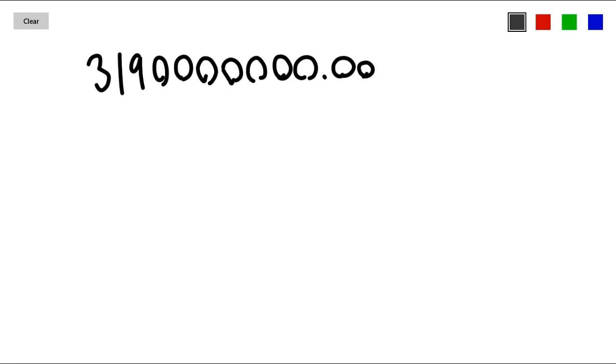What's interesting about this number is that this is actually the average distance between the Earth and Pluto. And this is so far away that if you were to drive a car at 85 miles an hour straight to Pluto, it would take you over 4,200 years to get there.